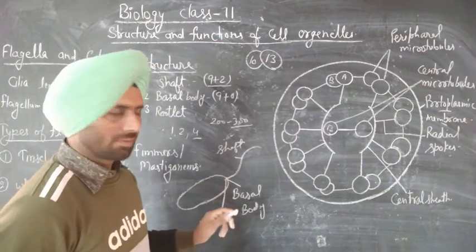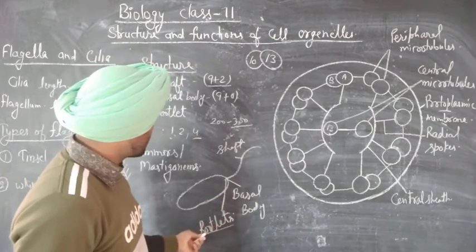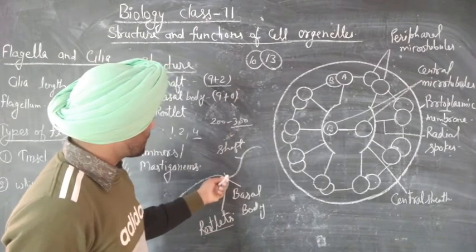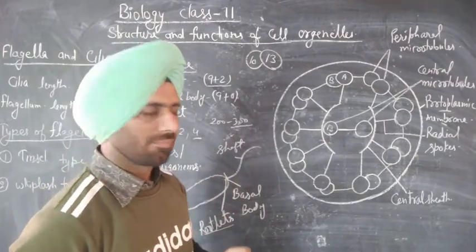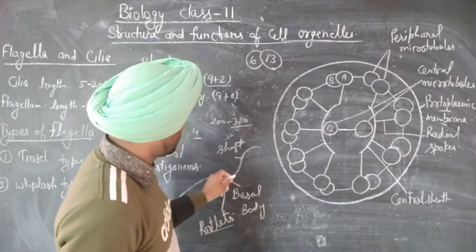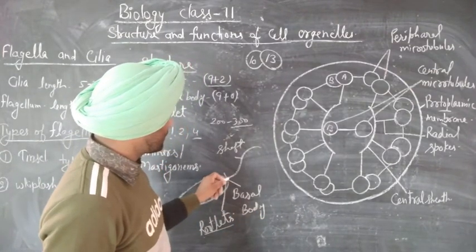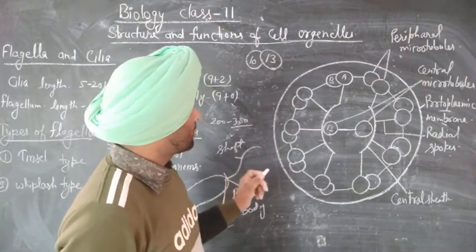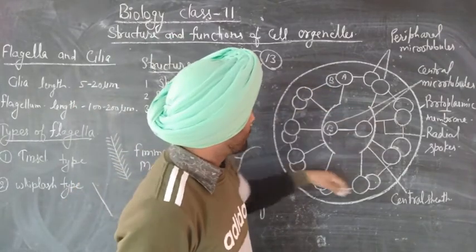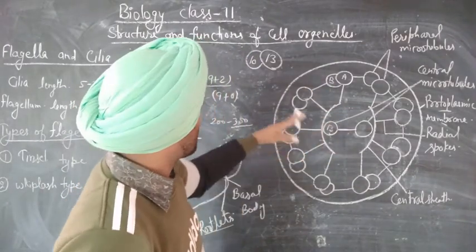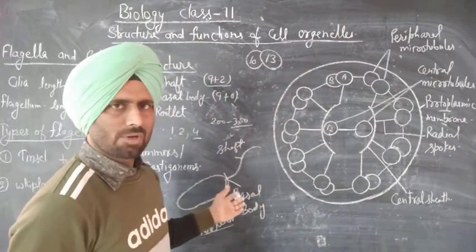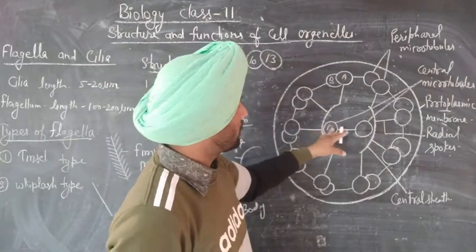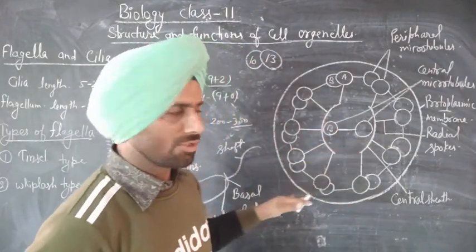between the shaft and rootlet there is a transition zone. In the transition zone, the structure of the shaft is converted into the structure of the basal body, and the inner doublet microtubules end in the transition zone.